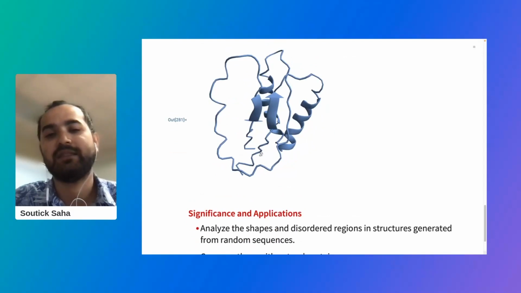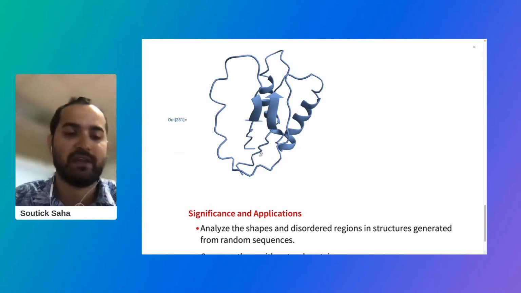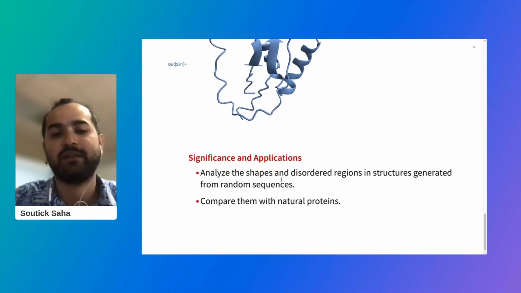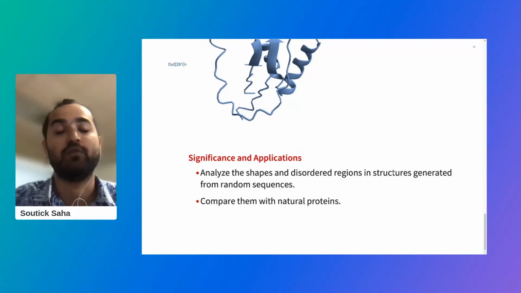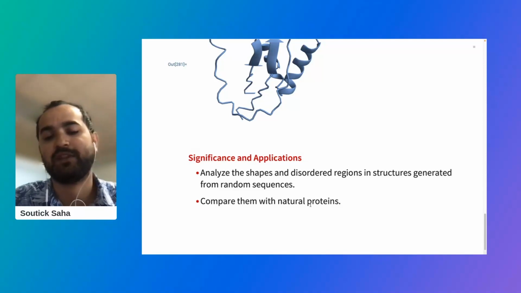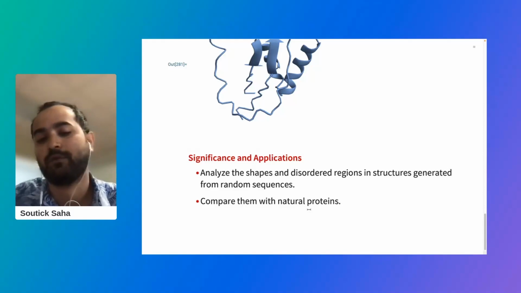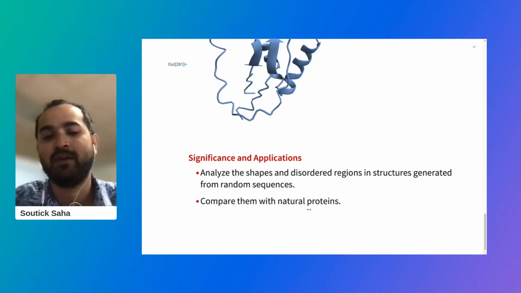This can be very powerful in doing large-scale analysis using Wolfram Language. You can basically analyze the shapes and disordered regions that you find in the structures generated from random sequences. You can compare them with natural proteins, or you can even fold smallish sequences that you found from your own analysis or databases for which the structures are not known.